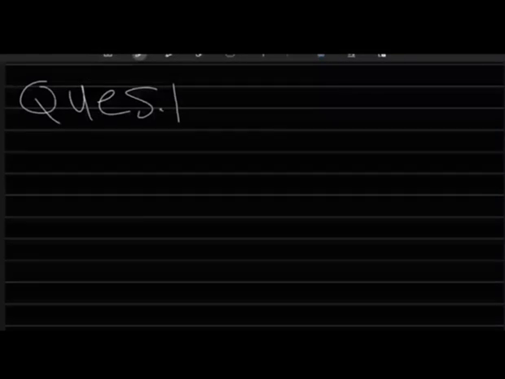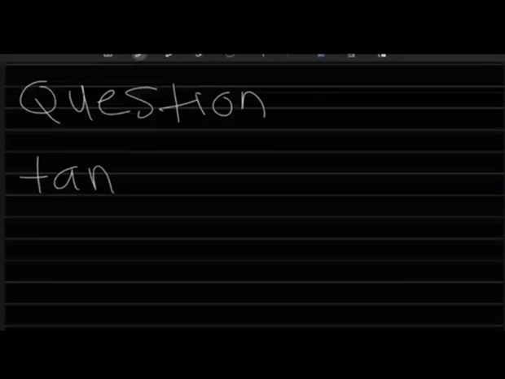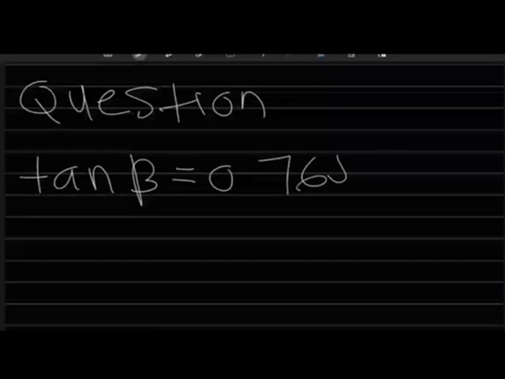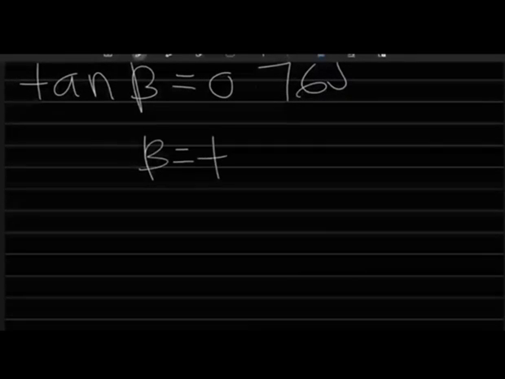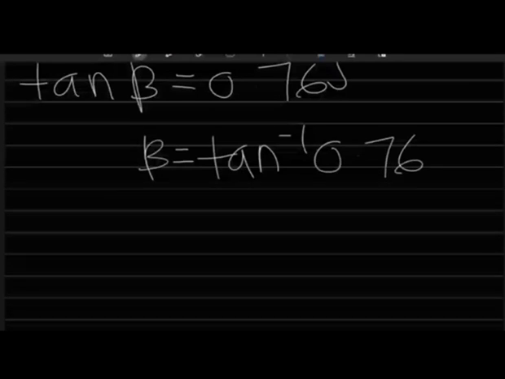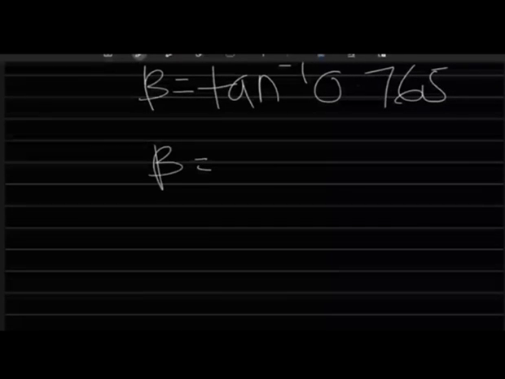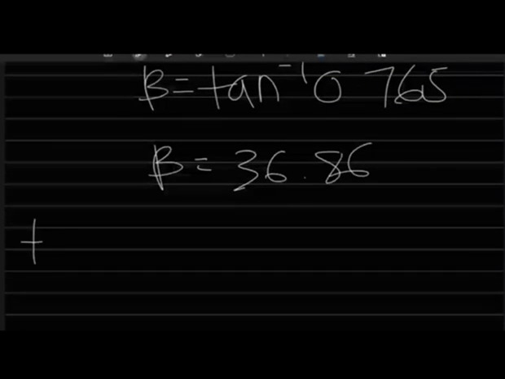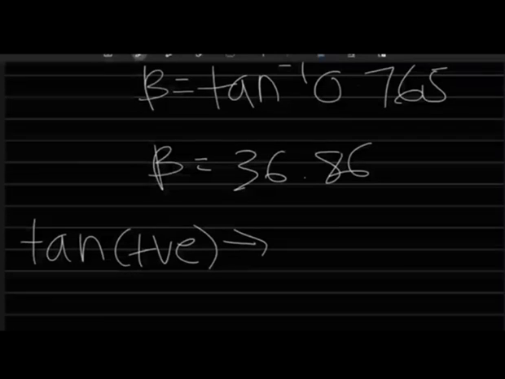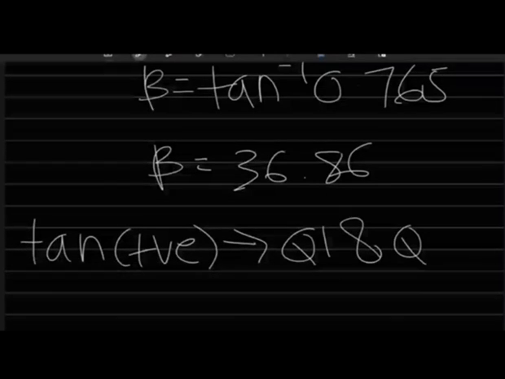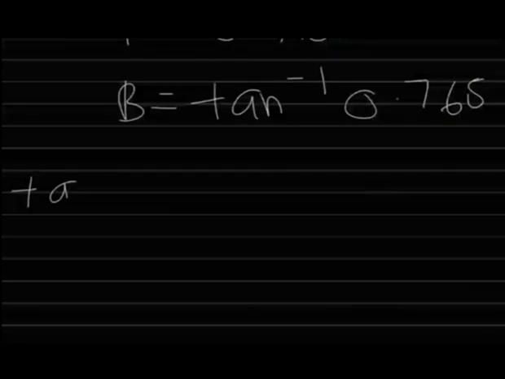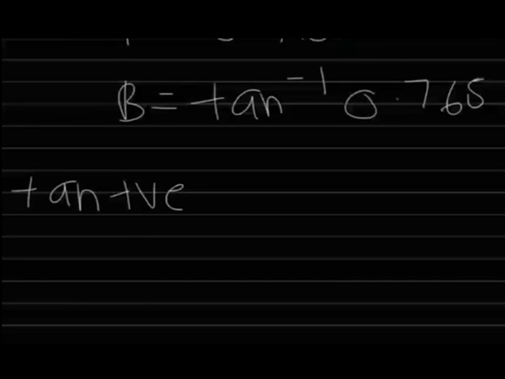I have one question: tan beta equals 0.765. We only want beta, so we need to move the tan beside the 0.765. That tan will be tan to the power of -1. Tan is positive only at quadrant 1 and quadrant 3.